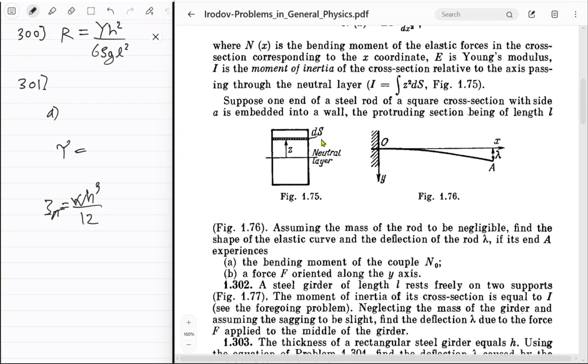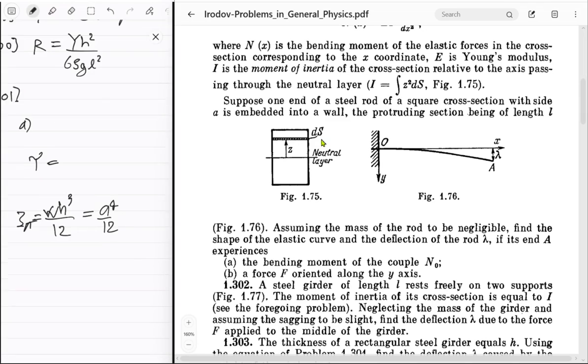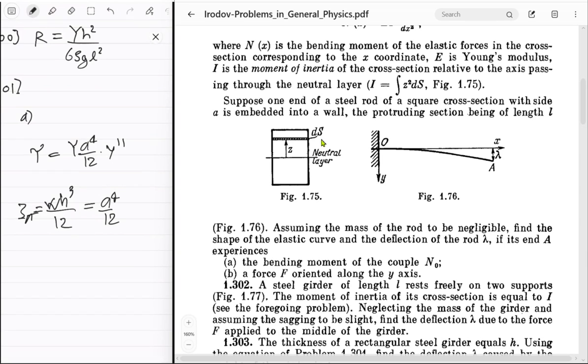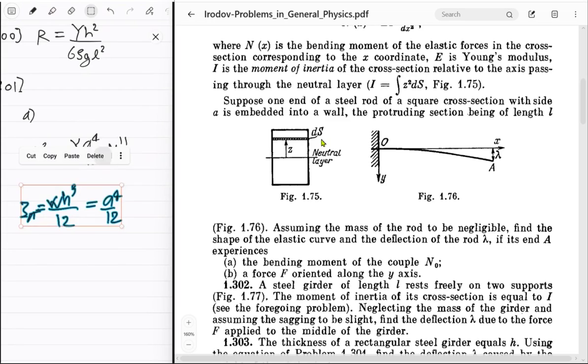Yes. So in this case, W and H both are the same, which is equal to A. So this is just equal to A power 4 upon 12. Okay, awesome. So you got A power 4 upon 12 times the Young's modulus, and then you got 1 upon R. And 1 upon R is basically just equal to y double dot in this case. Although that's not quite correct, but yeah, approximate. So that's right. So now you got this thing.